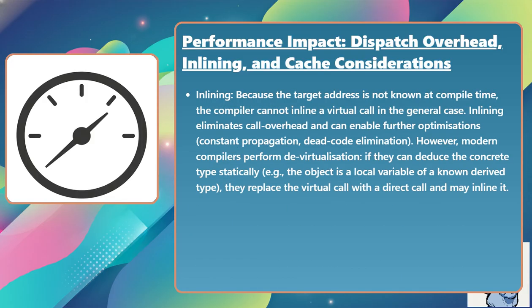Inlining: because the target address is not known at compile time, the compiler cannot inline a virtual call in the general case. Inlining eliminates call overhead and can enable further optimizations, constant propagation, dead code elimination. However, modern compilers perform devirtualization. If they can deduce the concrete type statically, for example the object is a local variable of a known derived type, they replace the virtual call with a direct call and may inline it.